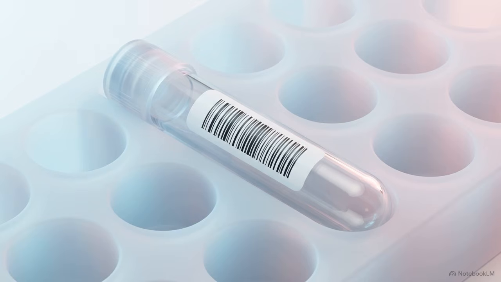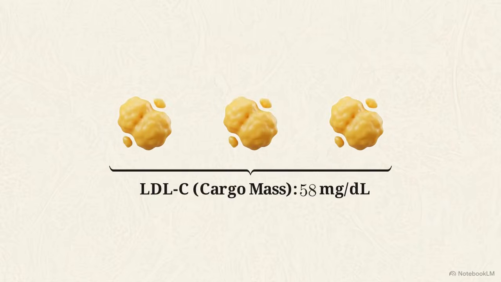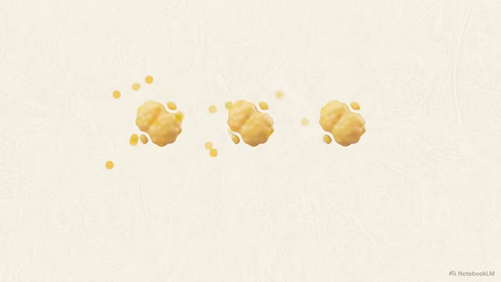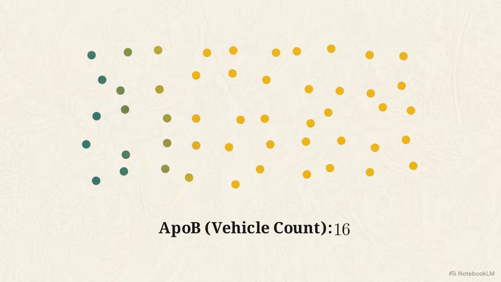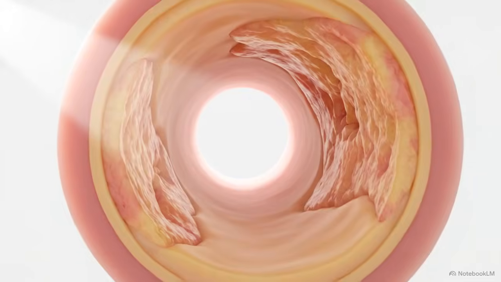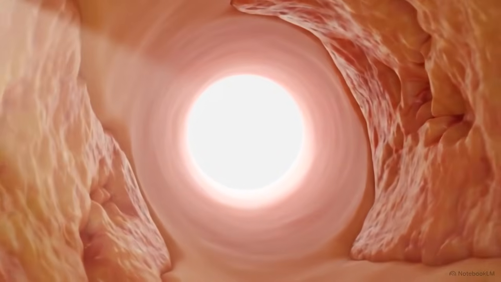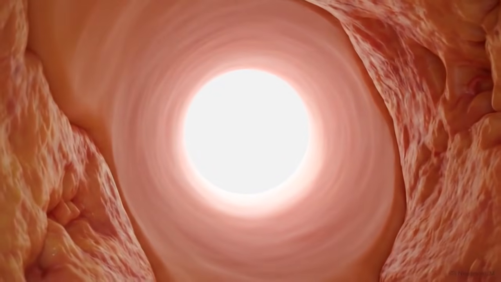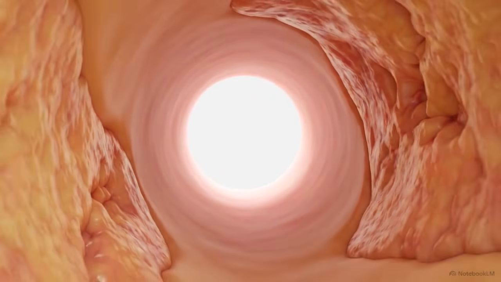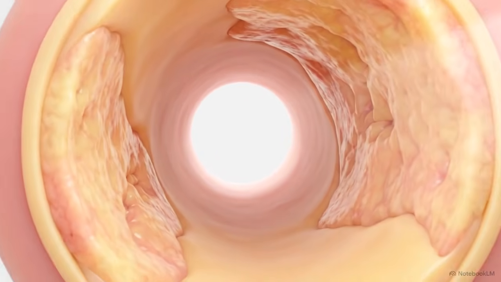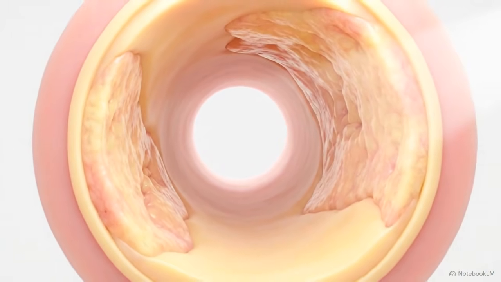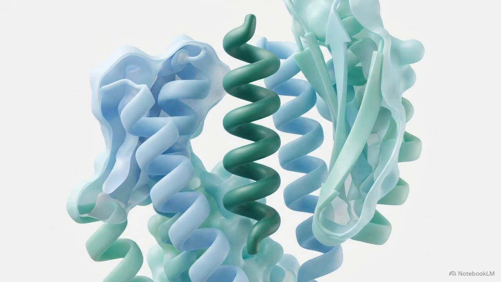The flaw lies in the mechanics of the standard lipid panel. The test only measures the total weight of the cholesterol cargo floating in the bloodstream. It completely ignores the absolute number of vehicles carrying that cargo. Relying strictly on LDL cholesterol mass in a metabolically unhealthy patient creates an illusion of safety that overlooks active, progressive vascular disease. Apolipoprotein B100, or ApoB, provides the biological solution to this measurement problem.